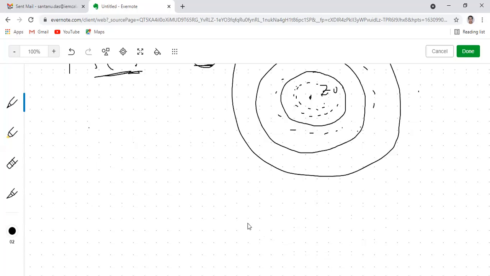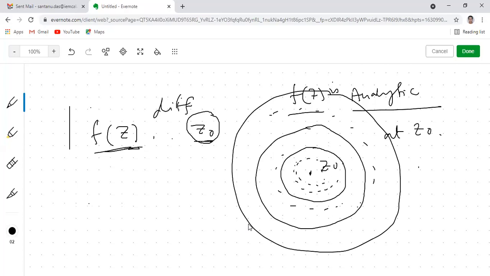Then there comes the concept. Is that clear? Have you understood this? What do you mean by the analyticity at a point? Yes, sir.